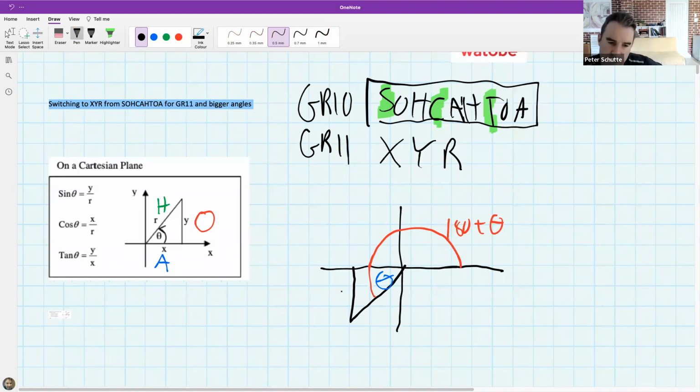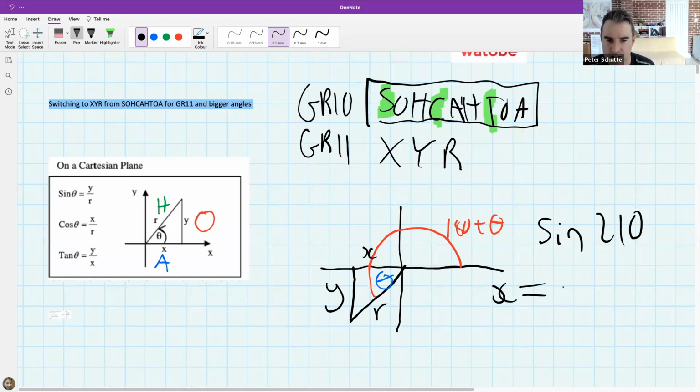This definition allows us to have a triangle. So if we were using this triangle here, this would be the R, this would be the Y, and this would be the X. And using this idea, we could think about something like the sine of 210 making a triangle in the third quadrant. Now, I know that that's a little bit vague, but I just want you to have a rough idea. Now, would X be positive or negative in this quadrant? So tell me in the chat.